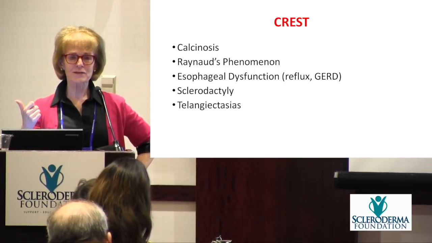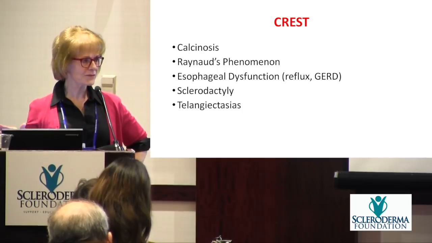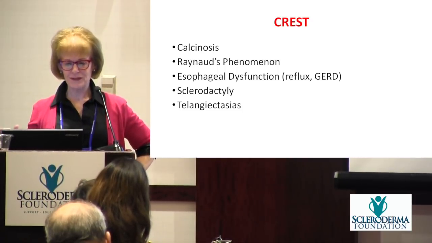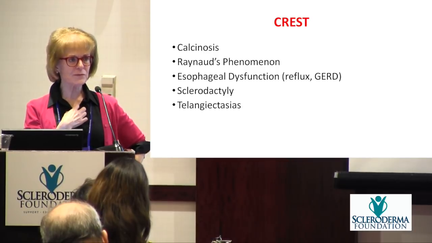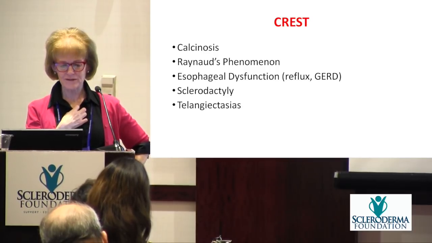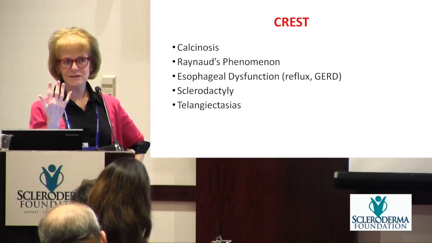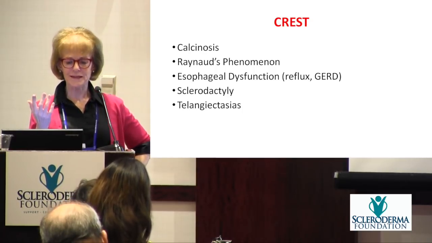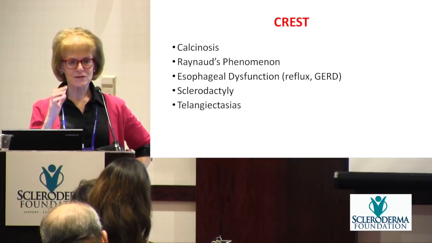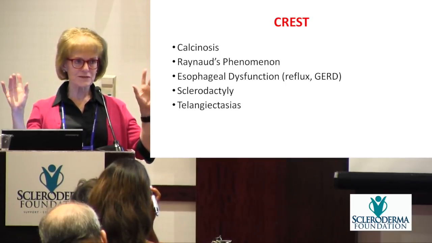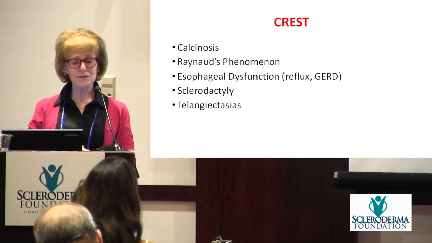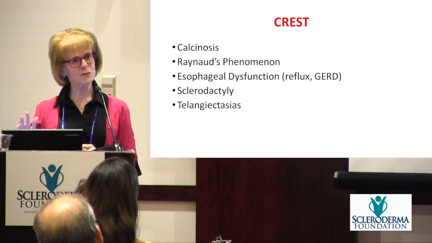But calcinosis can happen in diffuse scleroderma. Almost everybody has Raynaud's phenomenon, 95% or more of scleroderma patients. Again, almost everybody has some esophageal involvement. Sclerodactyly means skin thickness of the fingers, which again is sort of everybody. And the telangiectasias, those red spots on the face or red spots on the hands that everybody hates, but there's not much you can do about them, that happens frequently as well.